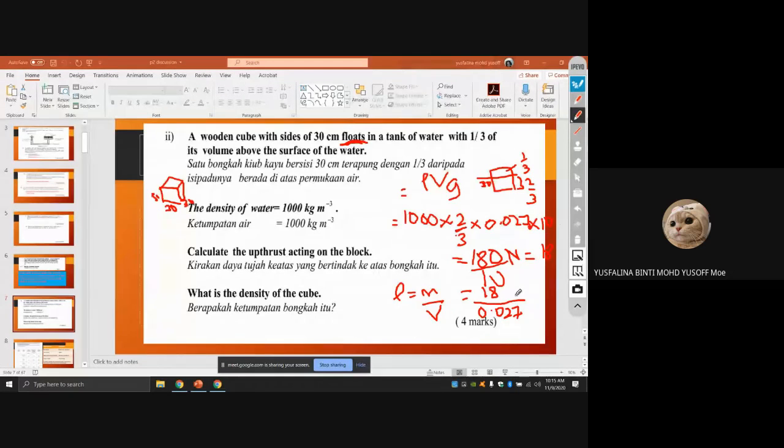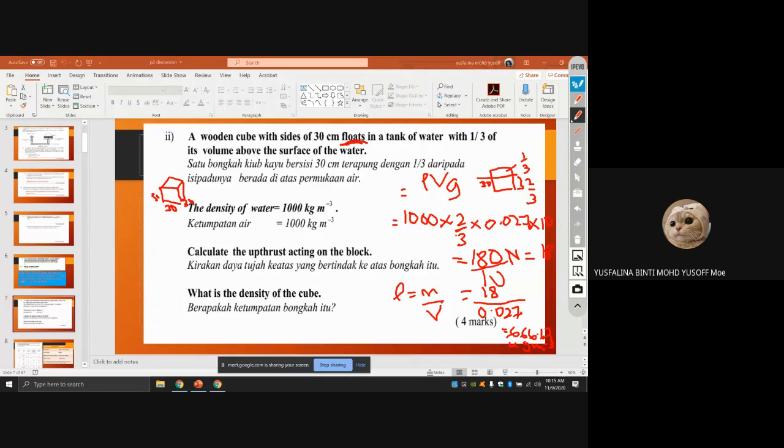So you got 666.67. When you calculate and get decimal points, make sure you take until 2 or 3 decimal points. The unit should be kg m negative 3. So this is the answer for question number 2.